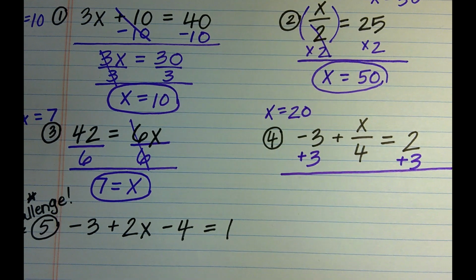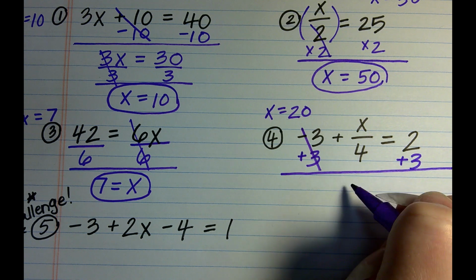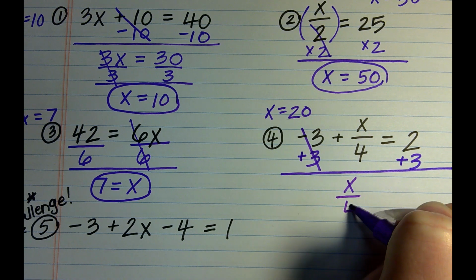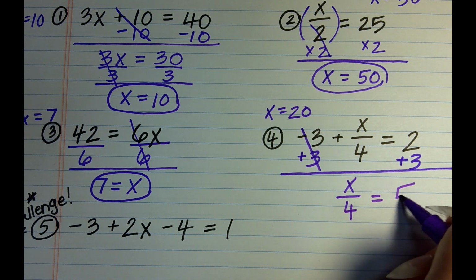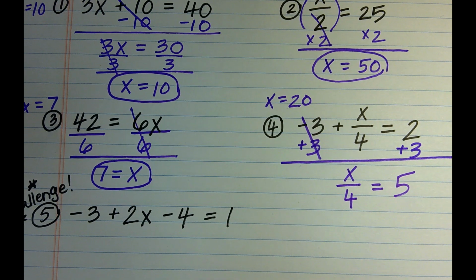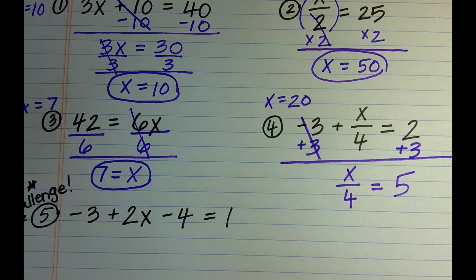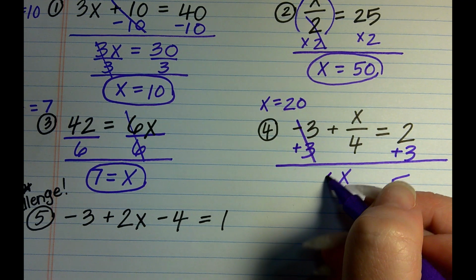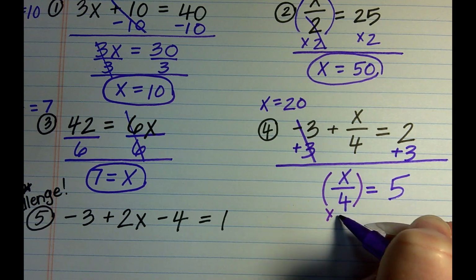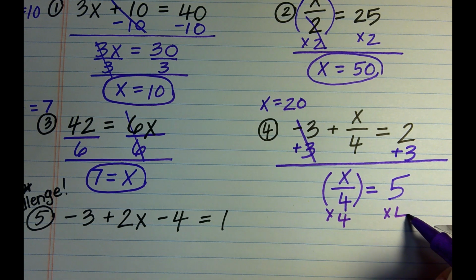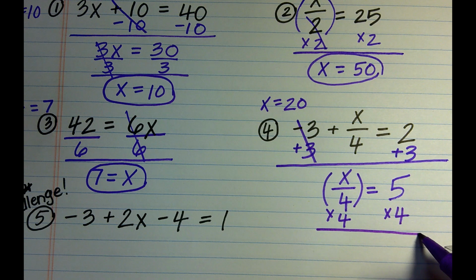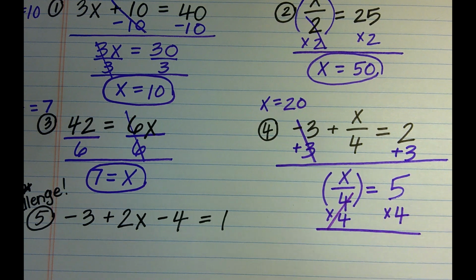Your 3's cancel. Good. Bring your x down, divided by 4. x over 4 equals 5. Good. And then you're going to multiply by 4 on each side. Perfect. So now we have x divided by 4, so we multiply by 4 on both sides. Your 4's cancel. Beautiful. And your x equals 20. 5 times 4 is 20.